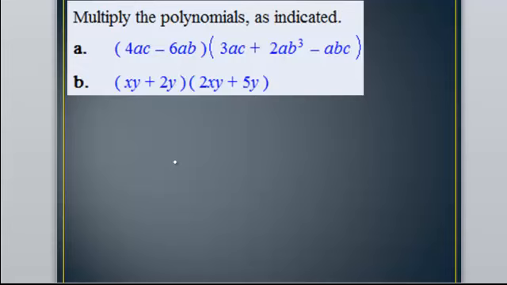Now we're going to be multiplying polynomials. This is where you just take everything in the first parentheses and distribute it to everything in the second parentheses. So let me just recopy this so we can see what's going on. I'm probably going to run out of room, but we'll work with it as we get there.